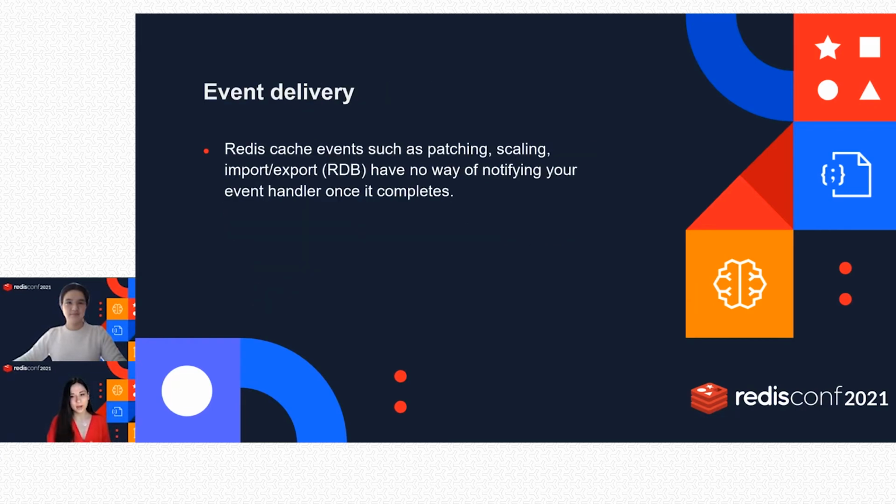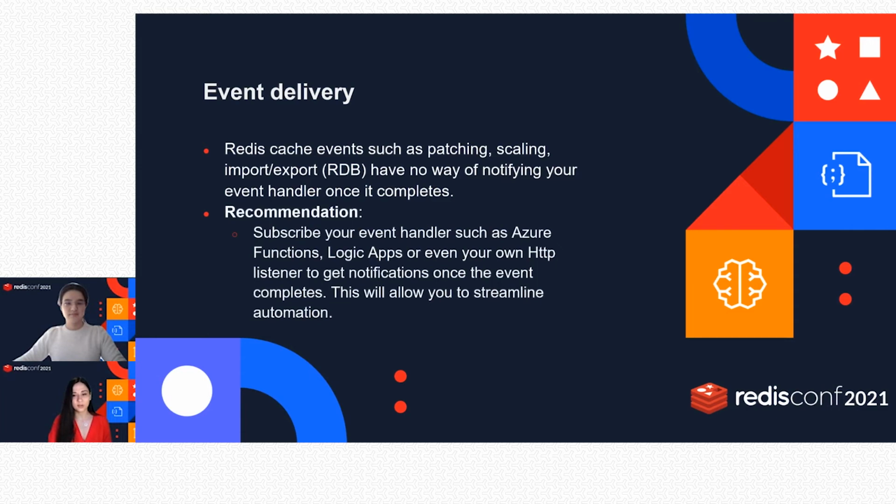They're also curious about different event deliveries. So for Redis Cache events like patching, scaling, import, and export, there used to not be a way for their event handler to know once those events completed. So that's where we shared with them that Azure Event Grid is about to become generally available, and with Azure Event Grid, they can subscribe their event handler, such as Azure Functions, Logic Apps, or even their own HTTP listener to get notifications once the event completes. This is going to allow them to streamline automation, and it made the IT team pretty happy to know this.